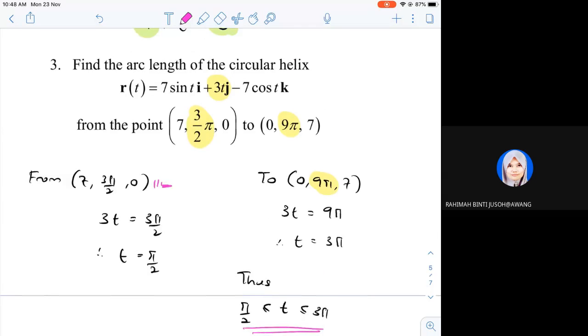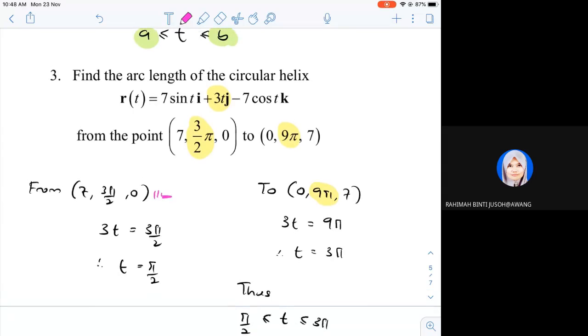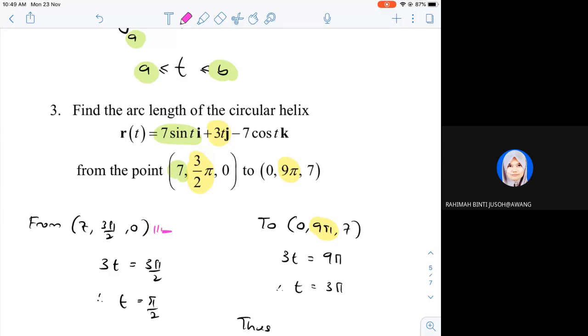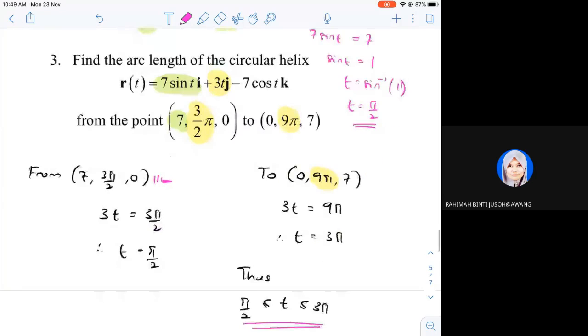Okay guys, let's say you want to find the values of the interval from the first component instead. We get pi over 2 and 3 pi, right? So how do we know from 7 sin t and 7? I just do this as an example. 7 sin t equals 7, so sin t equals 1. Therefore t equals arc sine of 1. So of course t is pi over 2. The same, right? Pi over 2 here.